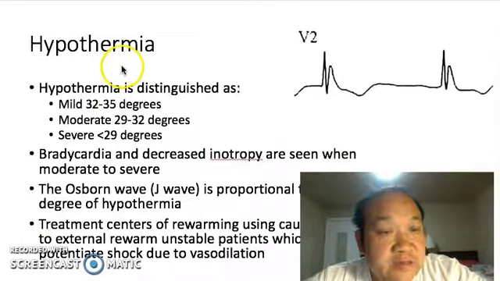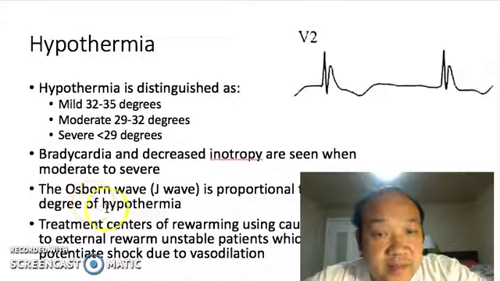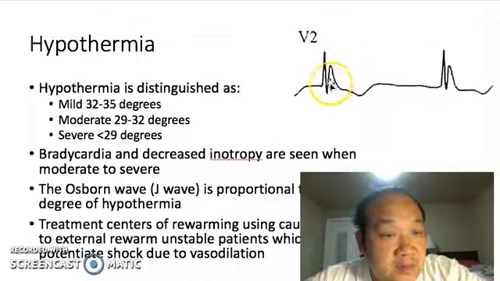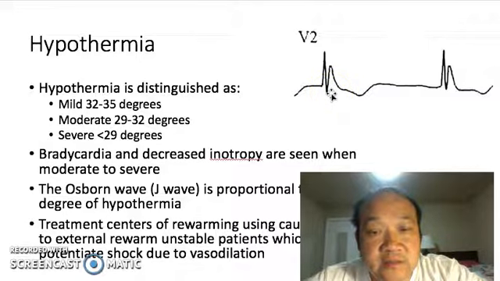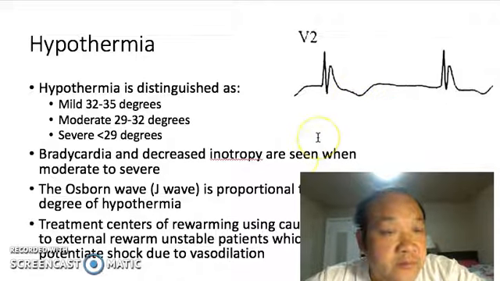Hypothermic patients presenting with bradycardia and hypotension are characterized as mild, moderate, and severe. In moderate and severe cases of bradycardia, decreased inotropy may be noted. The Osborn wave, also called J wave, is proportional to the degree of hypothermia, and treatment centers on rewarming while avoiding external rewarming measures that may worsen shock through peripheral vasodilation.